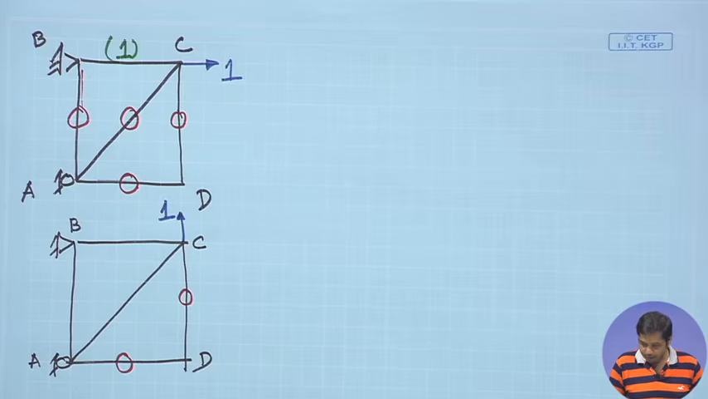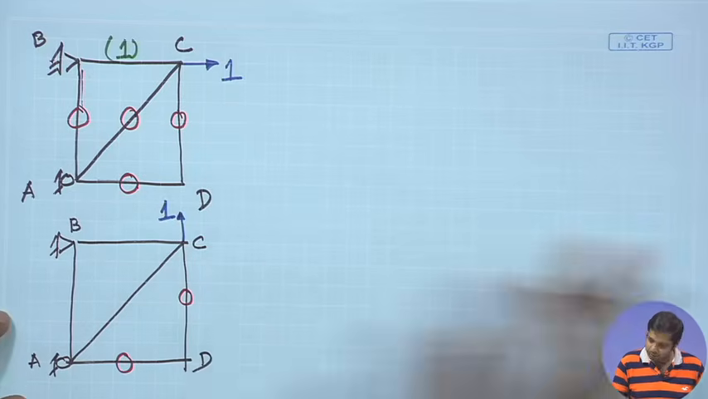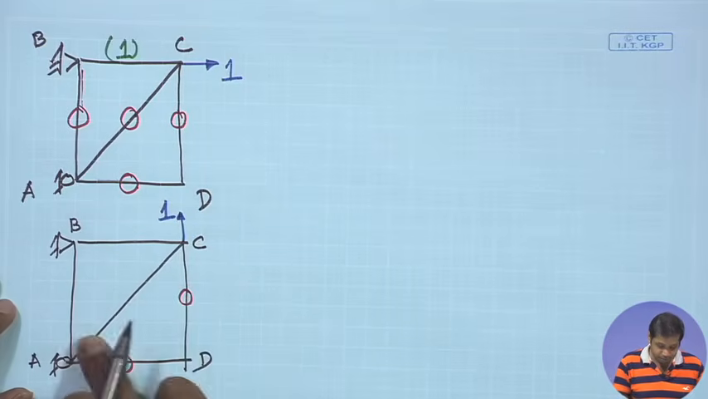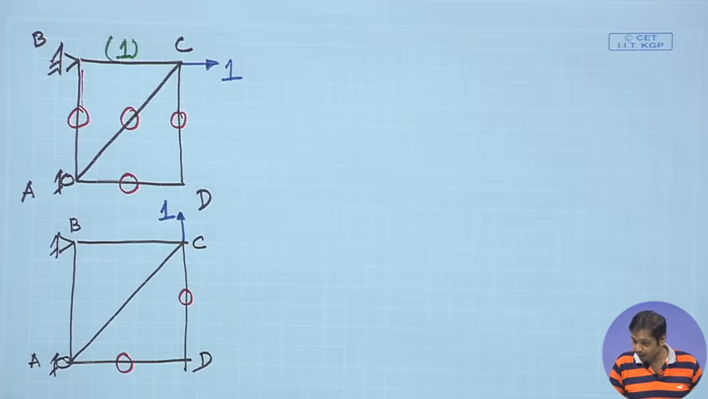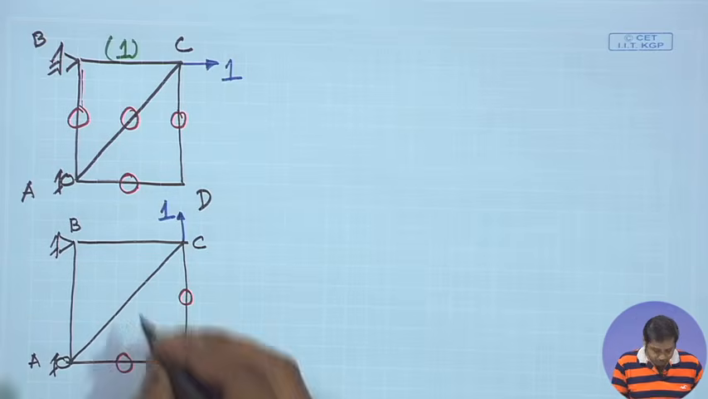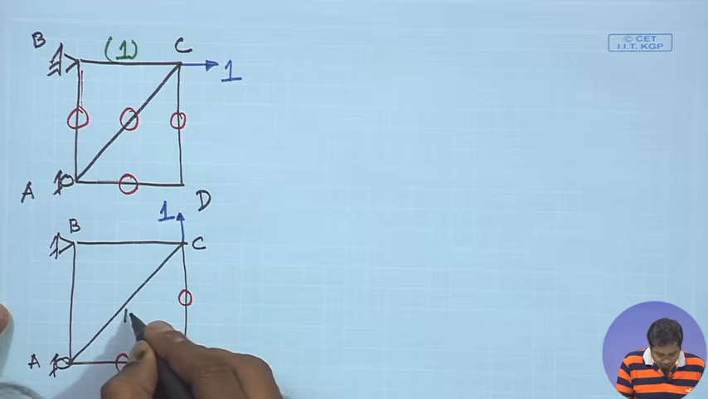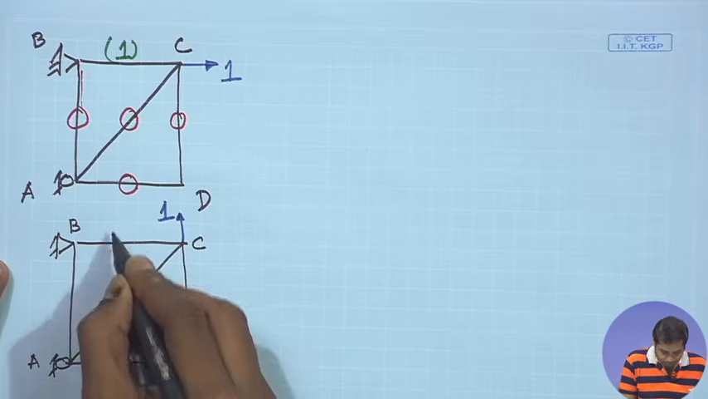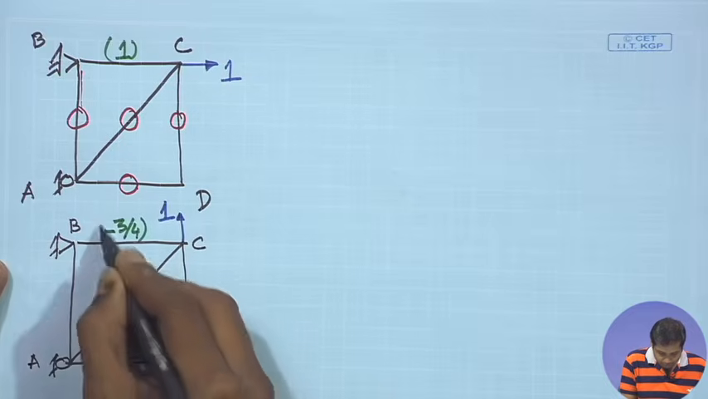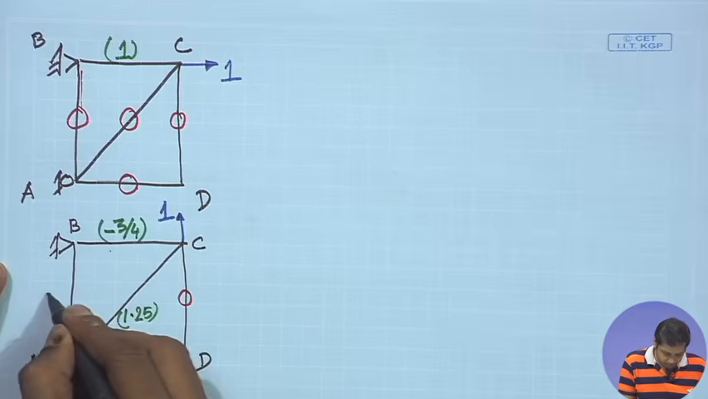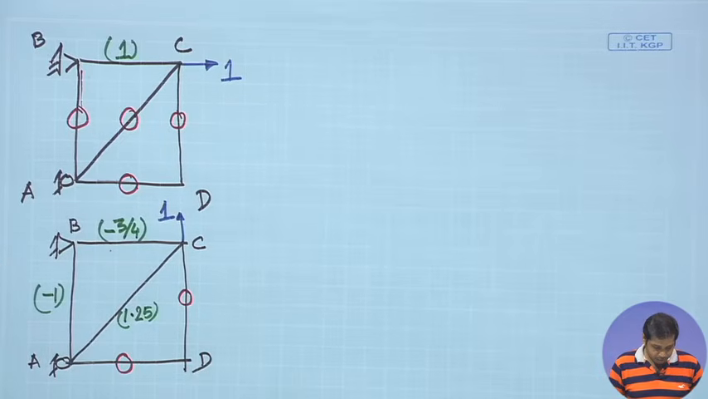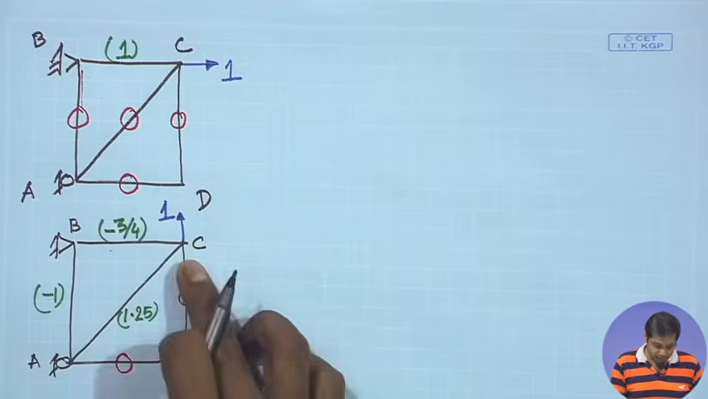For the same reason, here the force in member CD and the force in member AD will be 0. Okay. Then again we can do a similar exercise, using the method of joints or method of sections, to determine the forces in the other members. And if you do that, the final forces in the members will be 1.25 for this member, minus 3/4 for this one, and minus 1 for this member. Okay. We know how to determine this. So this will give us the horizontal displacement and this will give us the vertical displacement.